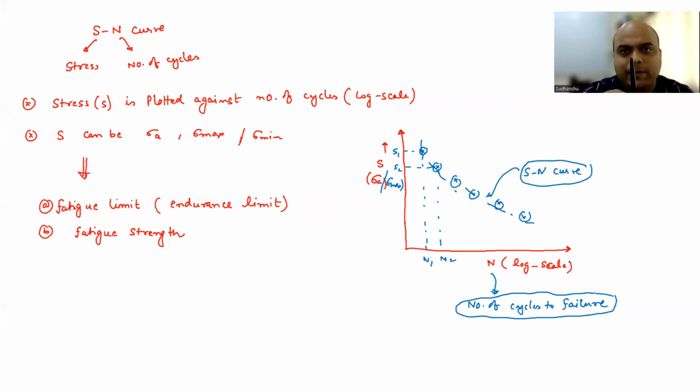So you take a sample, you do fatigue testing at a certain amount of stress, you note down how many cycles it has taken to fail, and then you plot stress versus number of cycles to failure, you get the S-N curve. So basically there are two types of S-N curves you are going to see, and many books will talk about that.